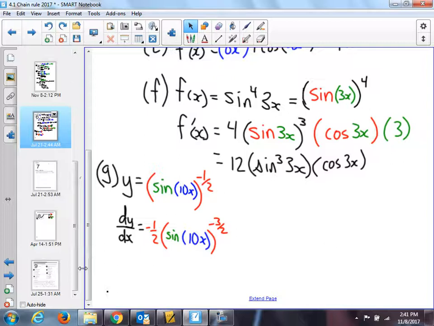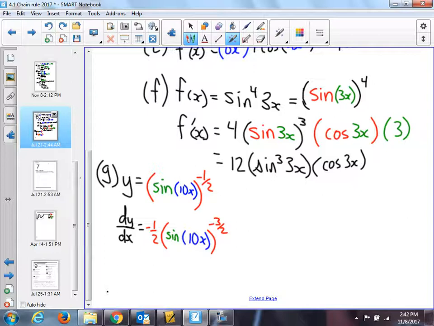I've only seen this kind of notation with whole numbers. We can have 1 over root sine 3x, or 1 over root sine cubed. If this was cubed inside there, I would move that out immediately and make that negative 3 halves to start with. If you had that, it really wouldn't be that much more difficult.